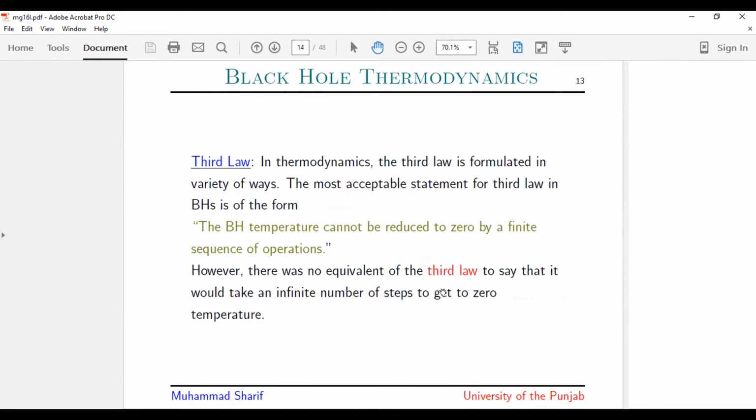Third law: in thermodynamics, the third law is formulated in a variety of ways. The most acceptable statement for the third law in black holes is of the form: the black hole temperature cannot be reduced to zero by a finite sequence of operations. However, there was no equivalent of the third law to say that it would take an infinite number of steps to get to zero temperature.